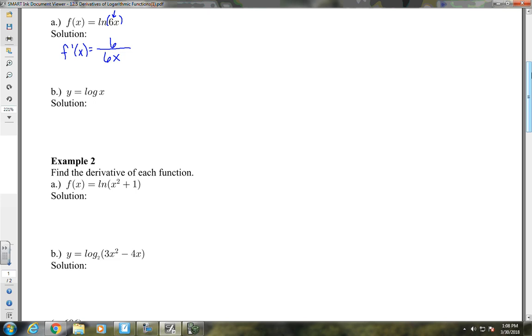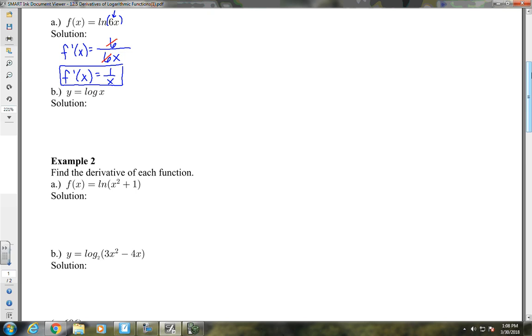So notice the derivative of a natural log function does not involve a natural log. It just turns into a fraction. Now, if we simplify this by reducing those 6's, we find out that the derivative is 1 over x. That's going to be true if we have a natural log function.